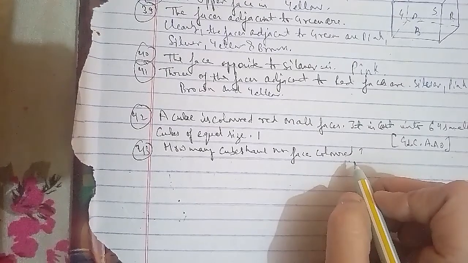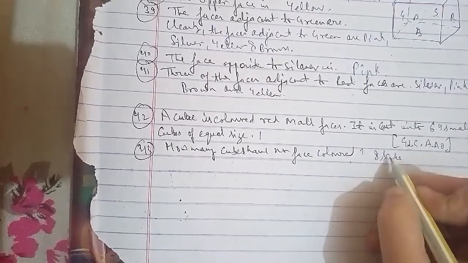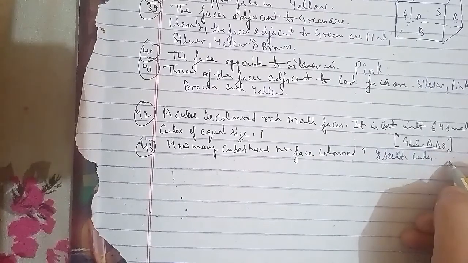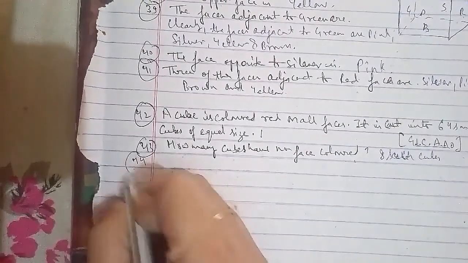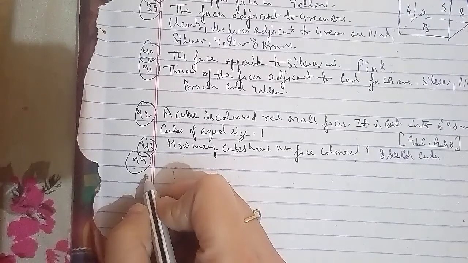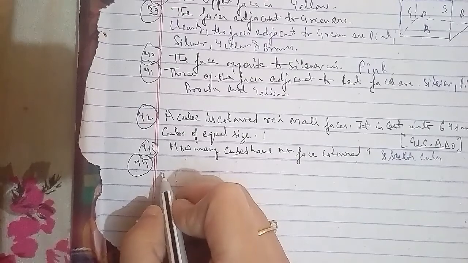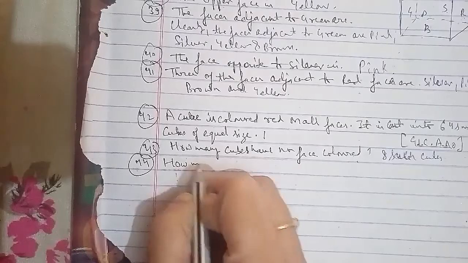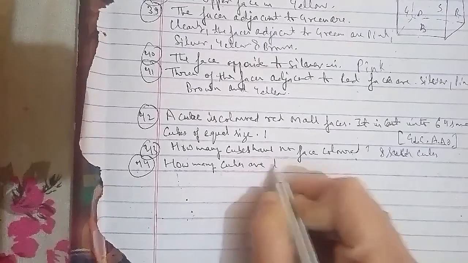We'll go ahead with the 44th question of the session, which is also important. The question is: how many cubes are there which have only one face colored? The options we have are 4, 8, 16 and 24.